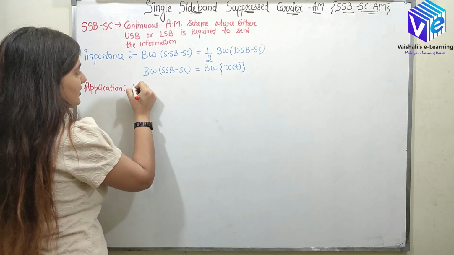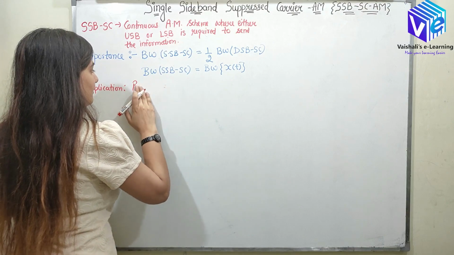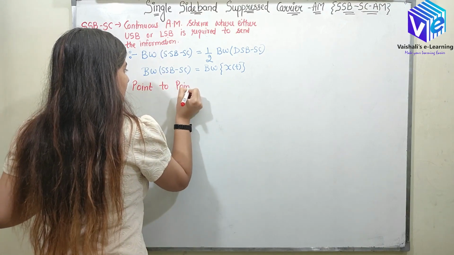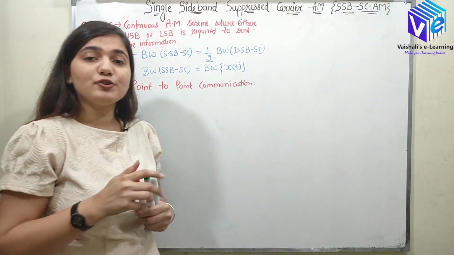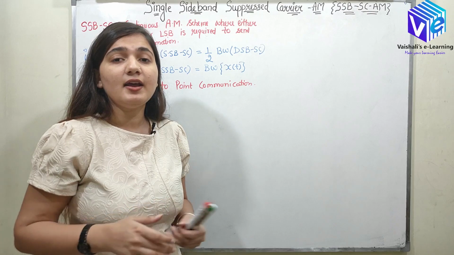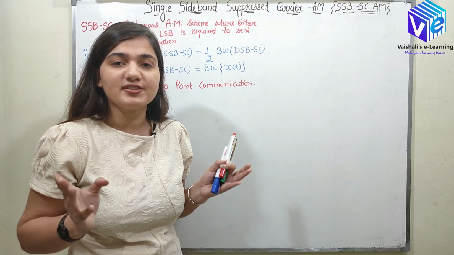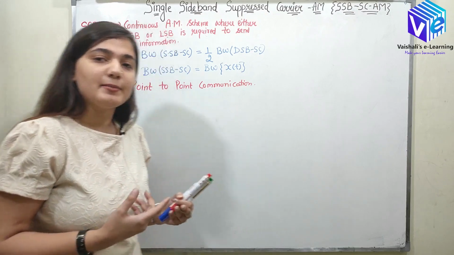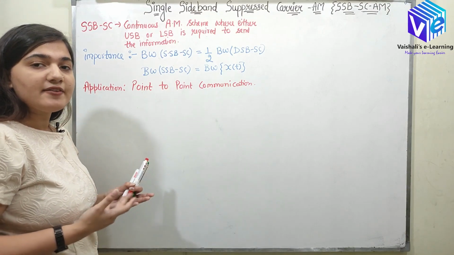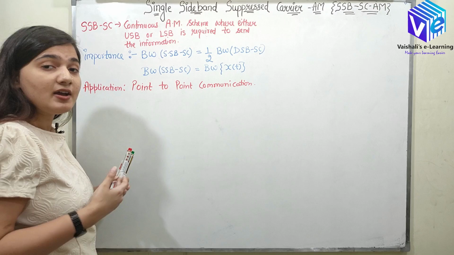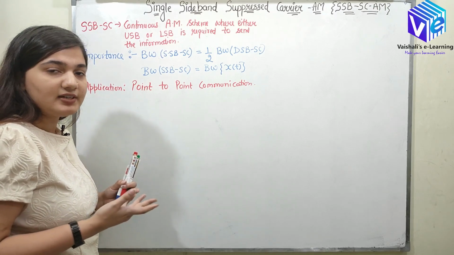Now talking about the application, it is used in point-to-point communication. I hope you remember when I was talking about double sideband full carrier, I said it was used in the broadcasting of the signal. So when I have more number of receivers and one transmitter, then double sideband full carrier was used. Here it is used in point-to-point communication because the bandwidth is efficient and I can have a lot of users which can talk simultaneously or which can use the bandwidth simultaneously.